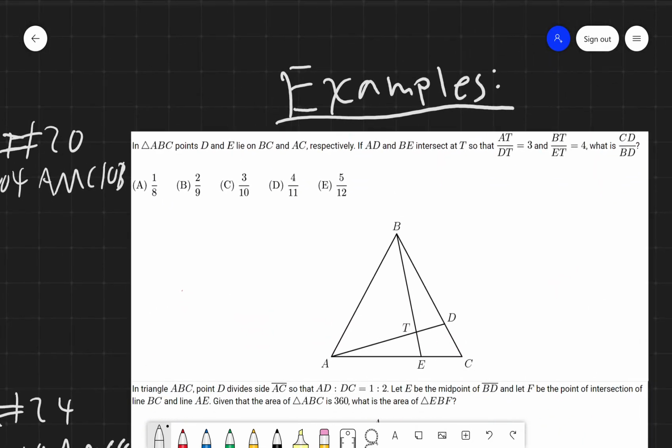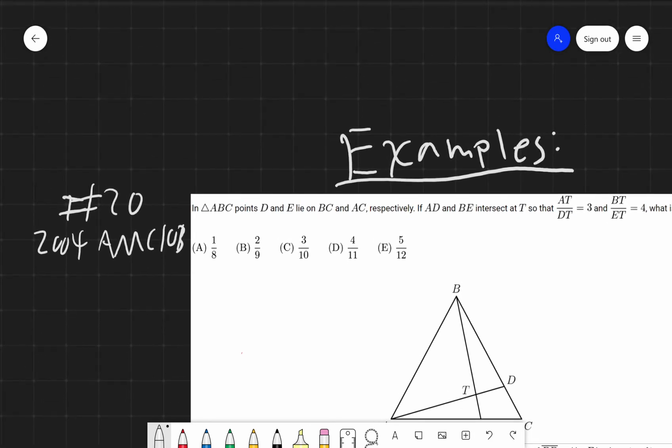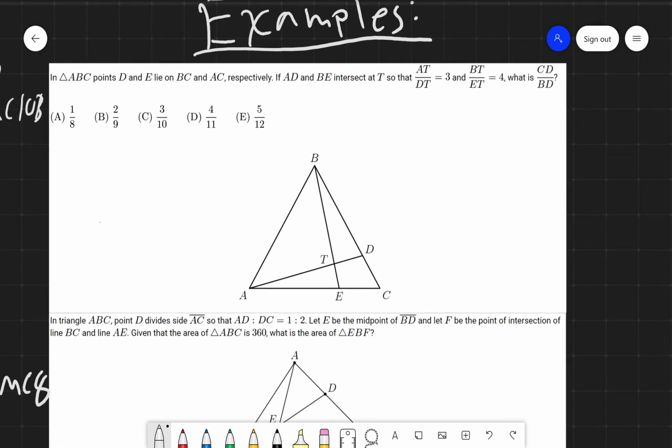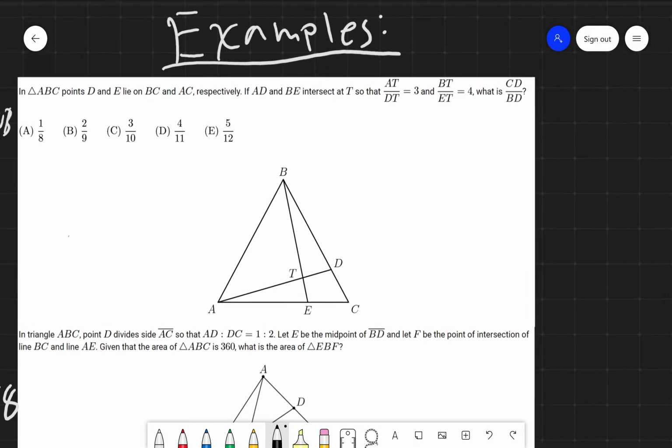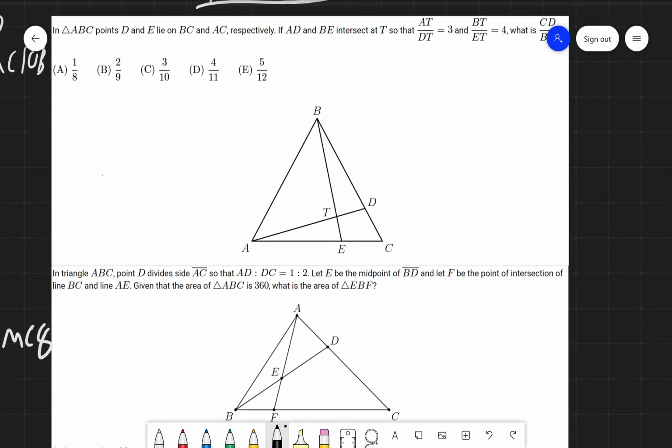So here are two examples. The first example is number 20 on the 2004 AMC 10B. In triangle ABC, points D and E lie on BC and AC respectively. If AD and BE intersect at T so that AT over DT equals 3 and BT over ET equals 4, what is CD over BD? Here we have a diagram, which they gave to us, so that's good. It's also multiple choice, so we can use that to our advantage.